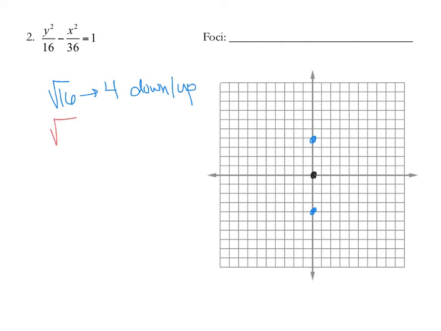And then if I do the square root of the next denominator, that's going to be 6, but x is on the top, so that tells me I'm going left and right 6. Those are not going to be dots, that's going to be a dash. So first one dot, second one dash, and then you're going to make this box that goes through those points that we've laid down.